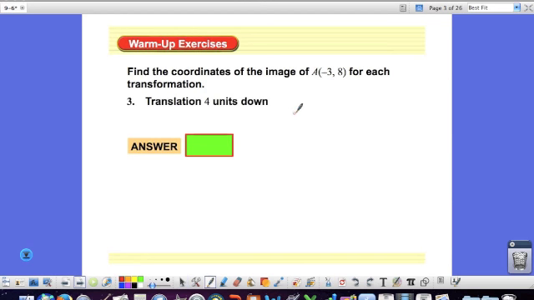And find the coordinates of the image of (-3, 8) for a translation 4 units down. That means x is not going to change. Your y value is going to go down 4, so your new ordered pair is (-3, 4).